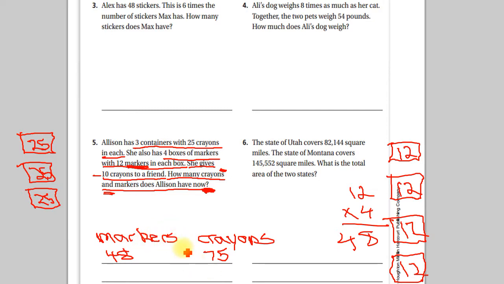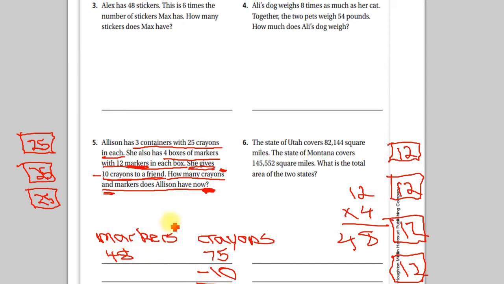Okay. Now, again, we still aren't done though. So now we're on to this part. She gives 10 crayons to a friend. So that's taking away 10 of these crayons. Well, 5 minus 0 is 5. 7 minus 1 is 6. So now she would be down to 65 crayons.